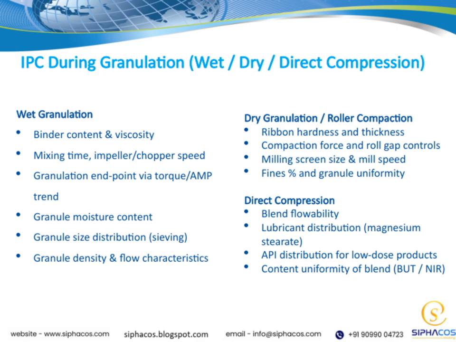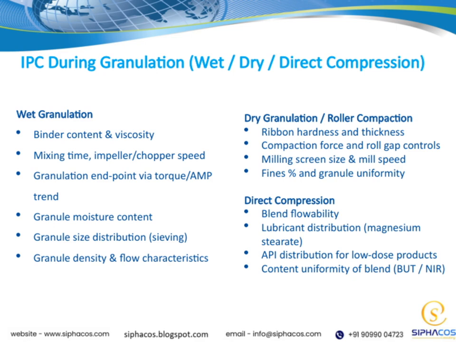Granule moisture content is important because excess moisture can cause stability issues, while too little can affect compaction. Granule size distribution, assessed via sieving, impacts flow and compressibility. Additionally, granule density and flow characteristics are vital for consistent tablet production. Finally, we use in-process controls during wet, dry, or direct compression to ensure quality at each stage.